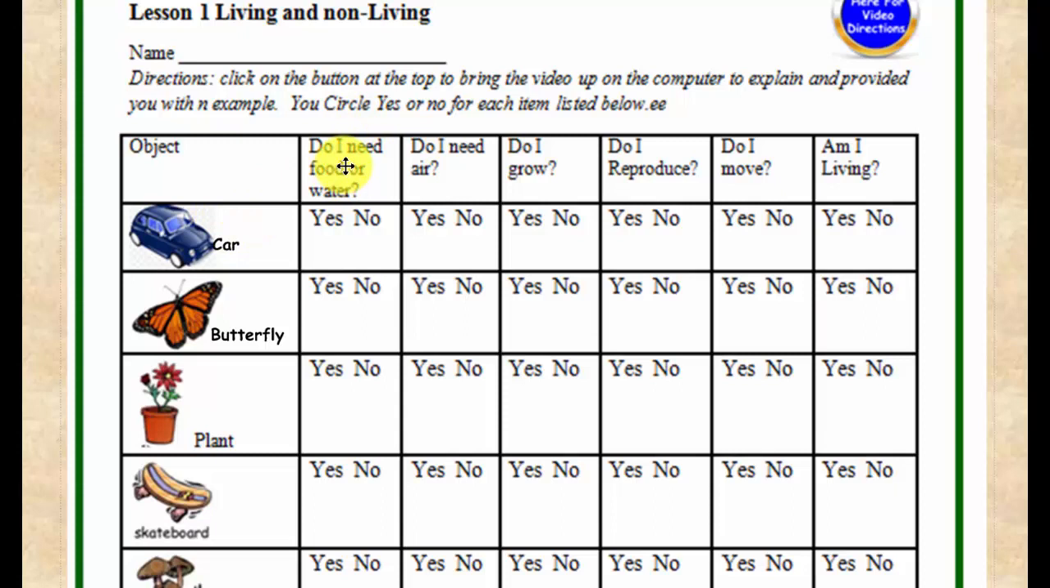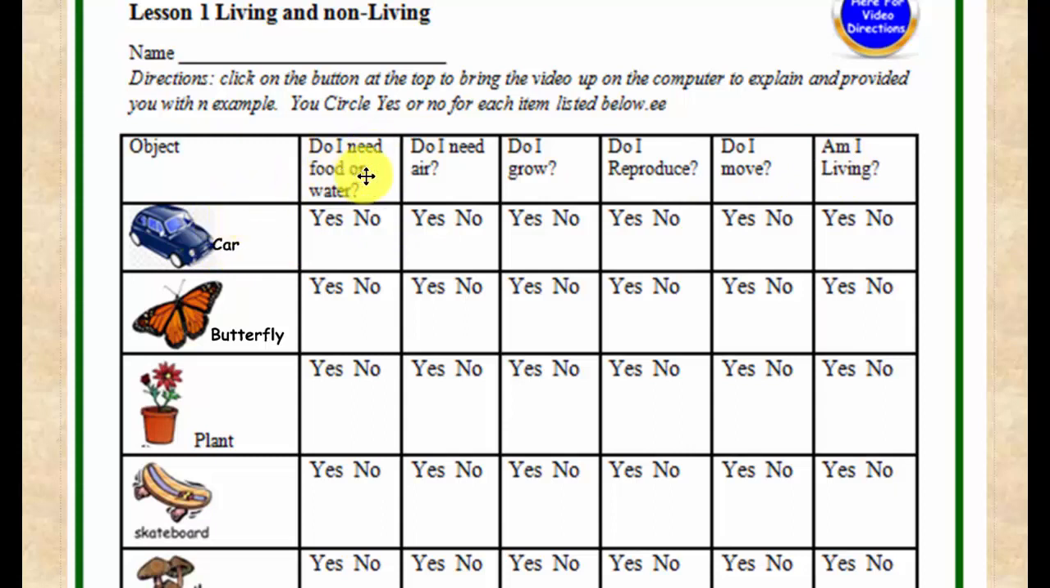Now we have several categories. Do they need food or water? Do they need air? Do they grow? Do they reproduce? Do they move? And then you have to circle, are they living or non-living? We are going to provide you with an example for the first one, the car.